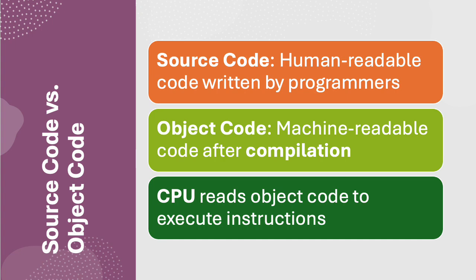Okay, so source code is like a recipe. Object code is the actual cooked dish. Exactly. The CPU can't execute the recipe. It needs the cooked dish, the object code. That's how the program actually runs. This is all making so much more sense now.